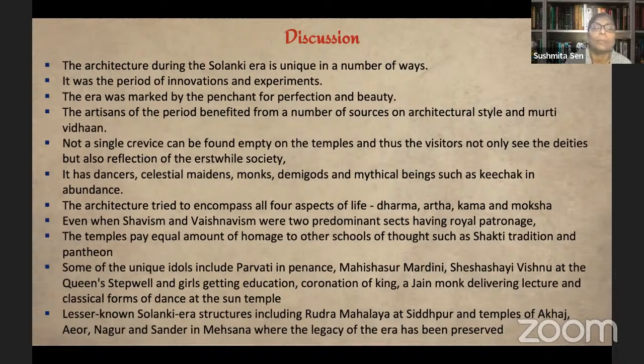There are also lesser known temples of the Solanki era, including Rudramal, the Mahalaya Temple at Sidhpur, and the temples of Ajak. We can also find many of the temples in North Gujarat and in Mehsana district, which give us the legacy of the era that has been preserved throughout the centuries.